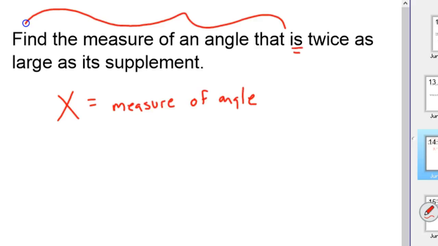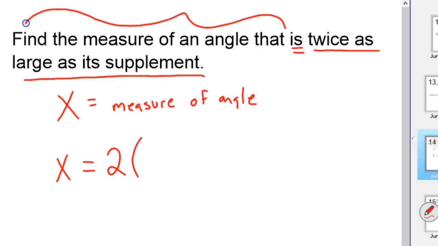Okay. The word "is" is an equal sign. So if you did this, it would be x equals, so far, that's from the word "is," twice as large as its supplement. Well, twice as large would be 2 times, and then its supplement goes in here. Well, we already know the supplement of an angle is 180 minus x from the previous example, or 180 minus that angle. So our angle is x, so it's 180 minus x. So that's that 180 minus x is its supplement part.